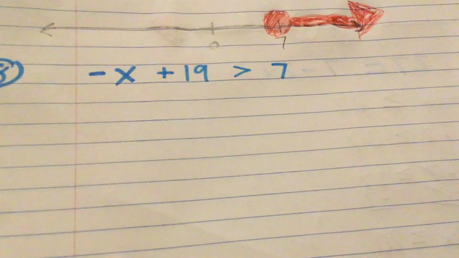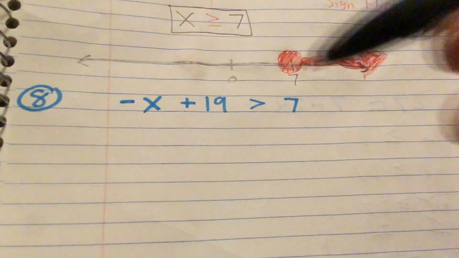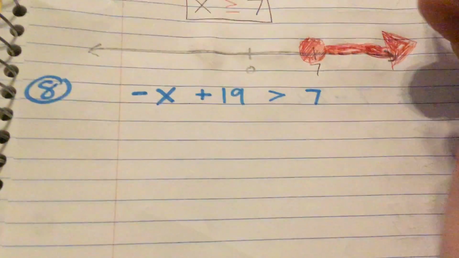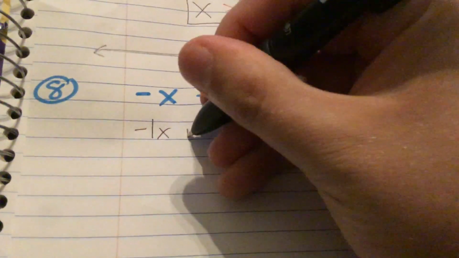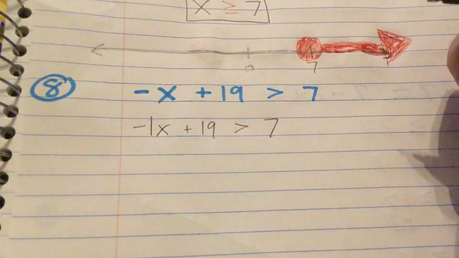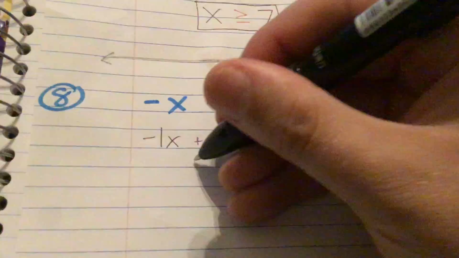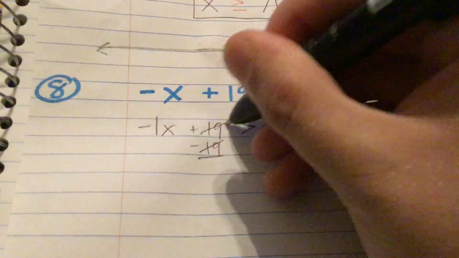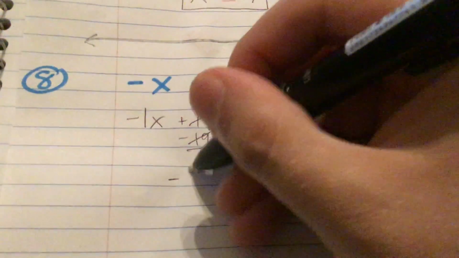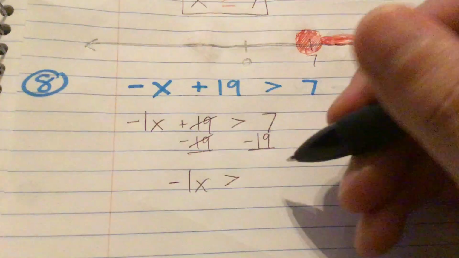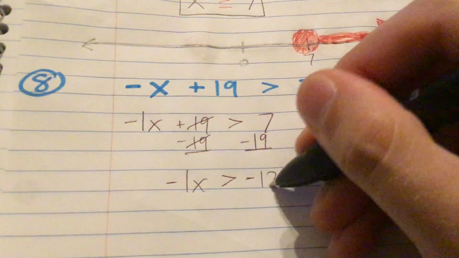Okay. All right, just for good measure, negative x plus 19 is greater than 7. So if we solve for x here, there's no number in front. What can I do? Negative 1x plus 19 is greater than 7. So now I'm going to subtract 19 from both sides. So now I get negative 1x is greater than 7 minus 19, that'd be negative 12.